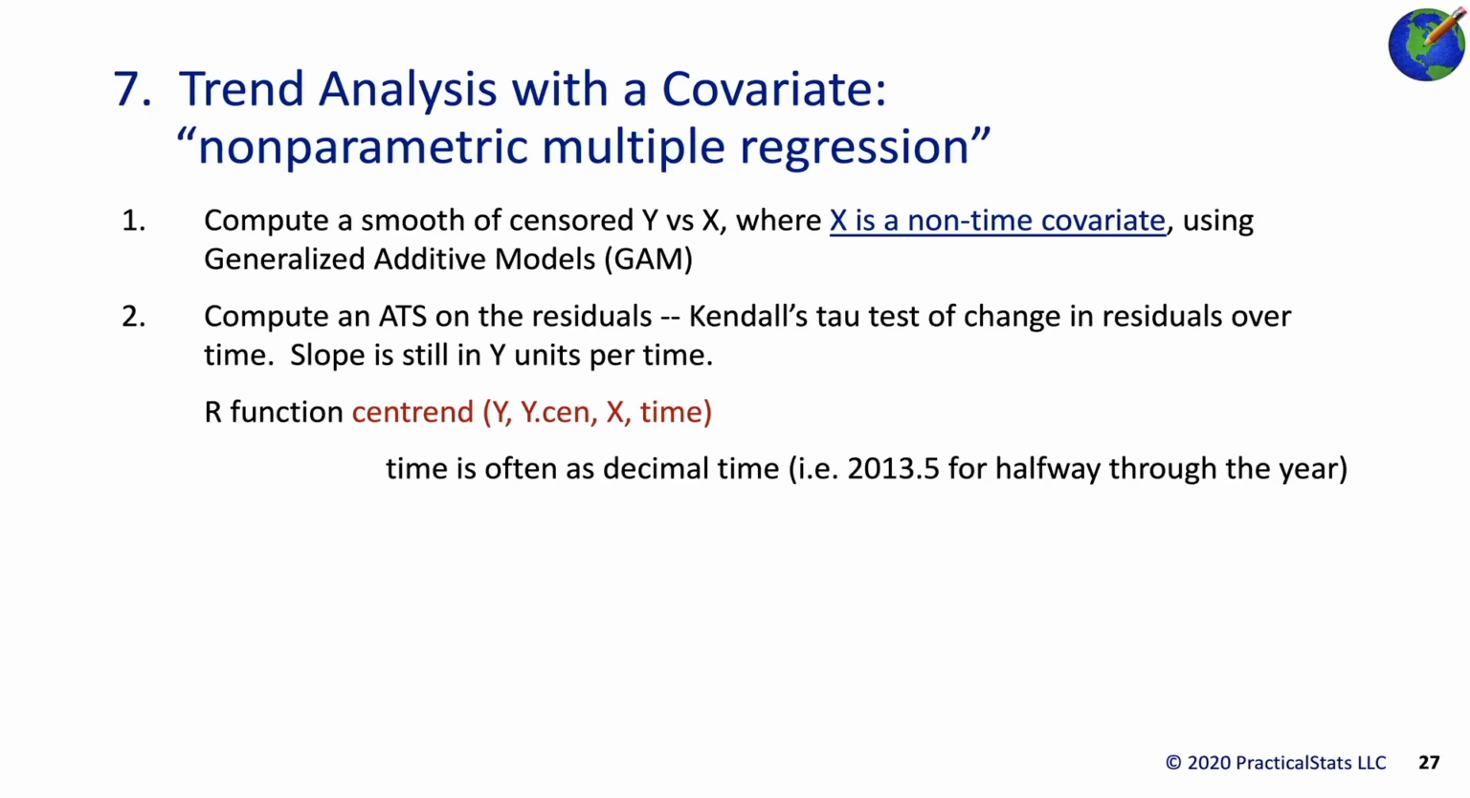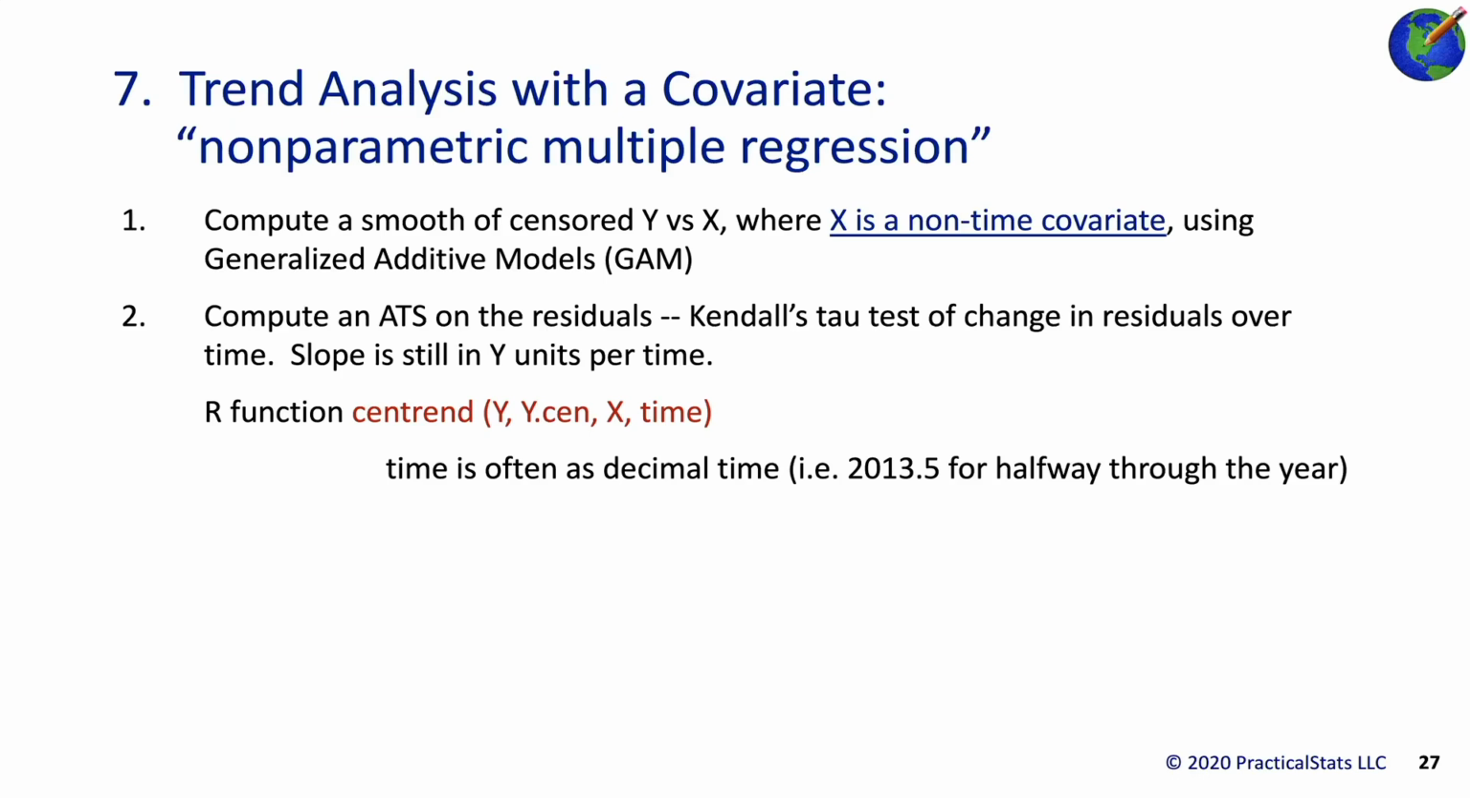All right, so one of the uses for the ATS line is to do trend analysis with censored data. So here we could do something like multiple regression. What we're going to do is smooth censored Y values versus X's, where X is not a time variable. So it's the other variables that would be in the equation besides time. The smooth for censored data is something called a generalized additive model, or GAM, G-A-M. It could be multiple X's that are being used to create the smooth. I'm just showing you this with one X.